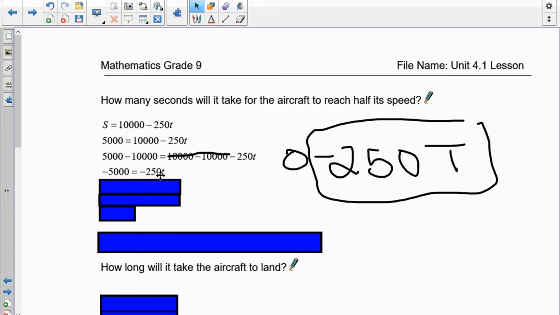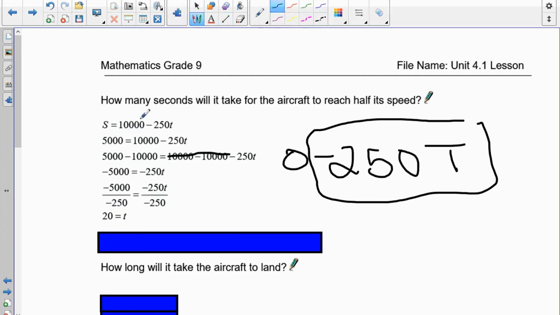Now to get rid of the negative 250, we divide both sides by negative 250. And of course, this becomes 1, or just t, and 5,000 divided by 250, and negative divided by negative is actually going to be a positive, and then 5,000 divided by 250 is 20. So it's going to take 20 minutes, right?